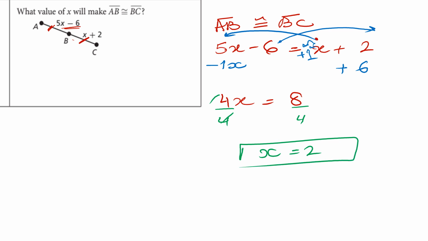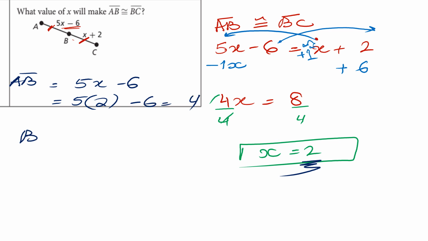Right now they are only asking us to determine the value of x. So you will stop it here. But if they ask you to find out the AB, what you have to do is write 5x minus 6, because it is equal to 5x minus 6. Then replace x by this 2. So 5 times 2 minus 6, it will give us 4.